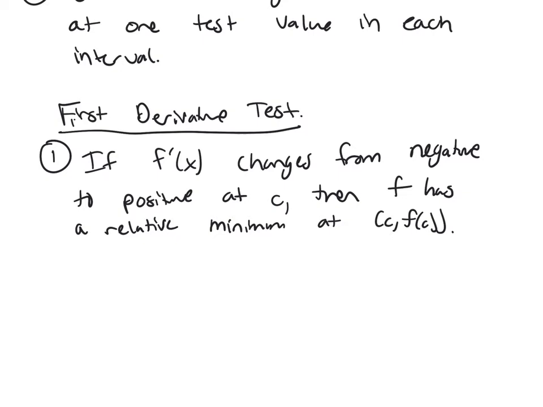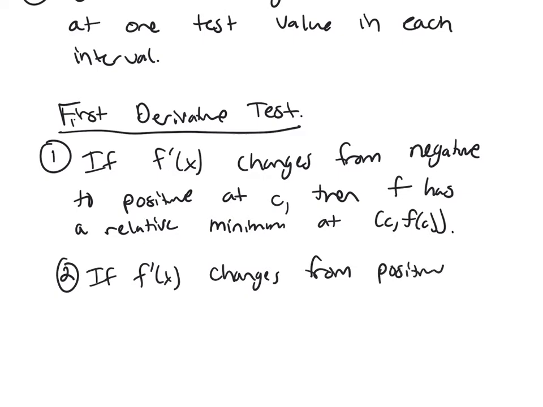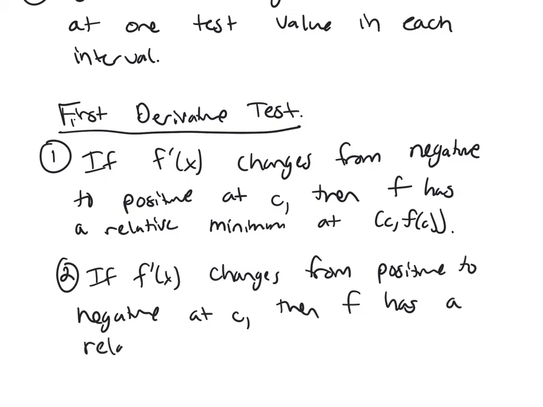Part 2 tells me if f prime of x changes from positive to negative at c, then f has a relative maximum at c, f of c.